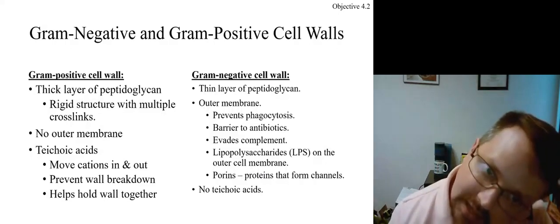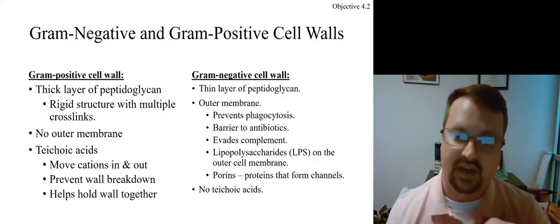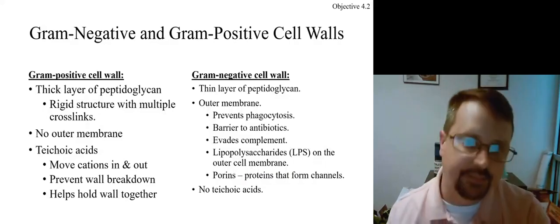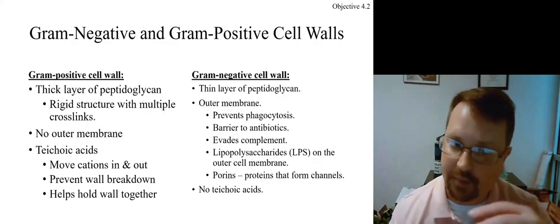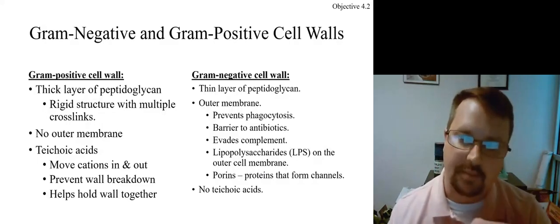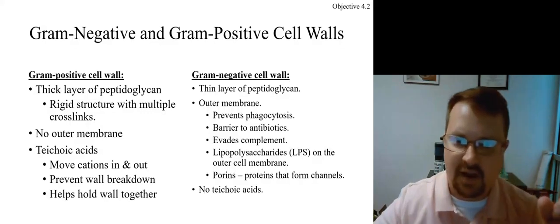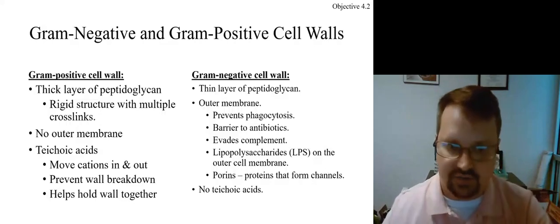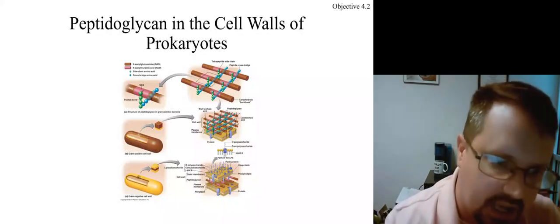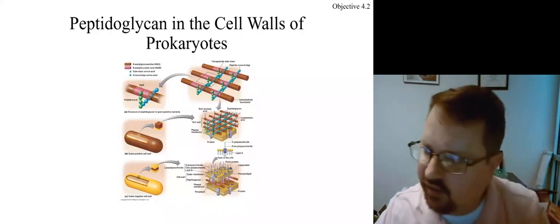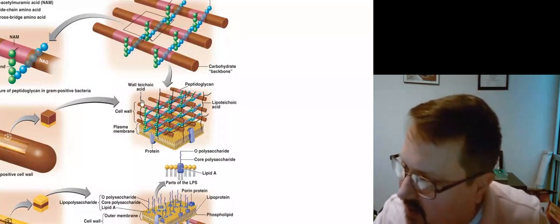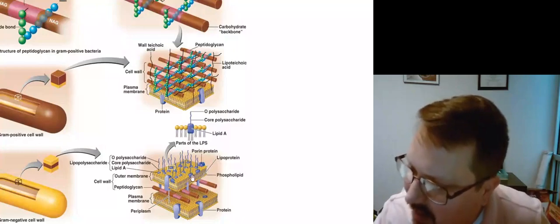Gram negatives have a thin layer of peptidoglycan and an outer membrane. This helps prevent phagocytosis, is a barrier to antibiotics, and helps them evade the complement system. They have LPS and porins, which are protein channels, but there are no teichoic acids. Please know all the differences between gram-negatives and gram-positives. When it comes to anything about gram-positive and gram-negative, I want you to know all those differences. As we can see here, in prokaryotes there's a cell wall in gram-negatives and gram-positives, and there are teichoic acids in the positives and none in the negatives.